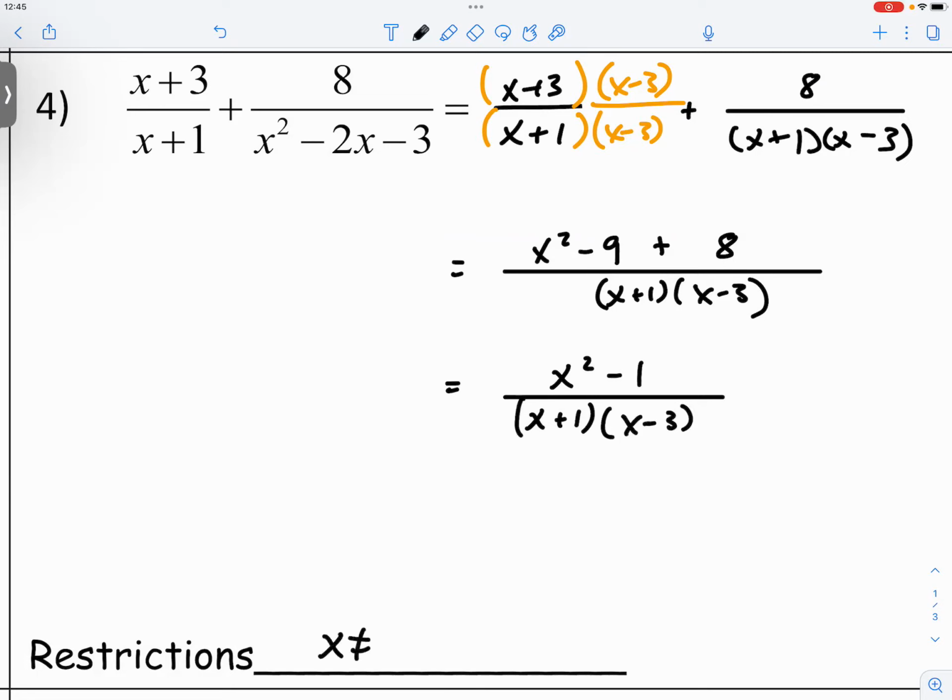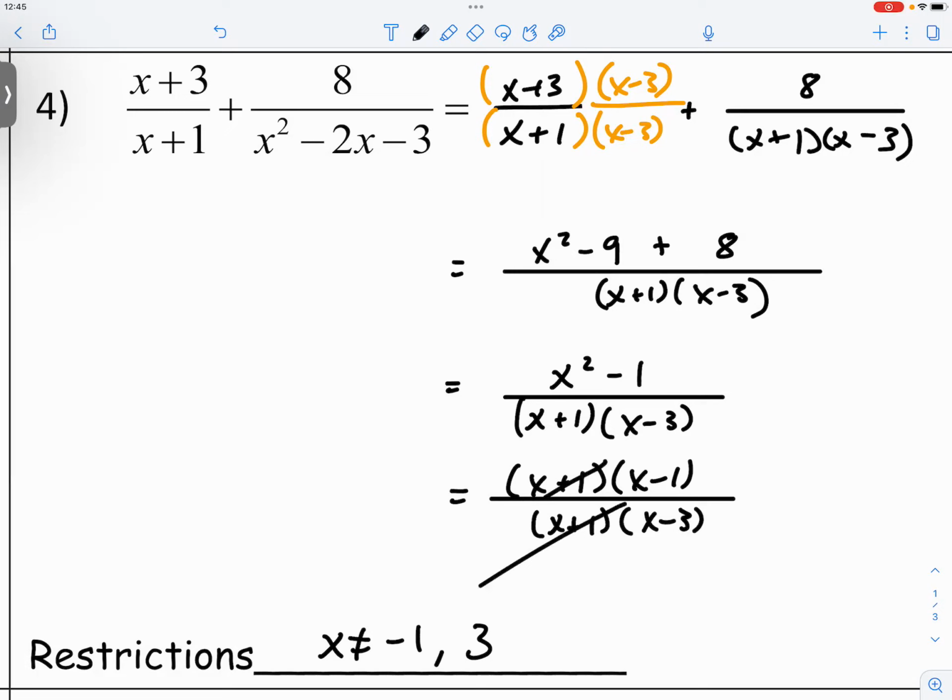But before we do that, we should also go ahead and write down the restrictions. X cannot be -1, x cannot be 3, because if x is -1, that makes the first parentheses 0. If x is 3, that makes the second parentheses 0. Okay. And now you will go ahead and factor out the numerator, which is x plus 1, x minus 1. And that's how you can see we have something to cancel out. So your final answer is going to be just x minus 1 over x minus 3.